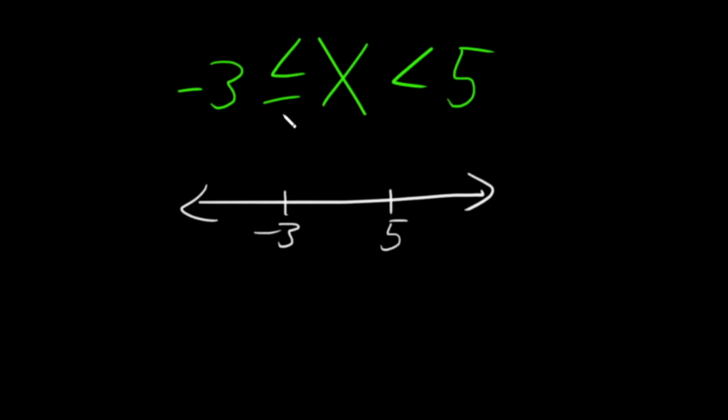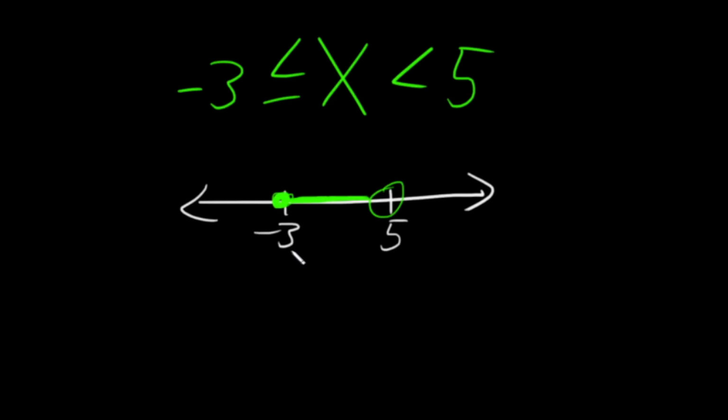X was greater than or equal to negative 3, so we're going to need a closed circle at negative 3. On the other side, x is less than 5, which does not include 5, so therefore we need an open circle. Since x is greater than or equal to negative 3, we need to shade to the right from negative 3. And looking at the 5 side, x is less than 5, so we need to shade to the left of 5, which looks like this.